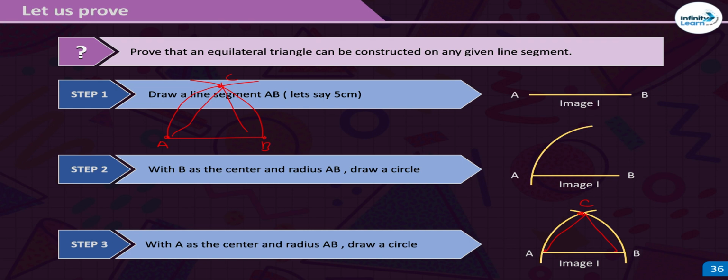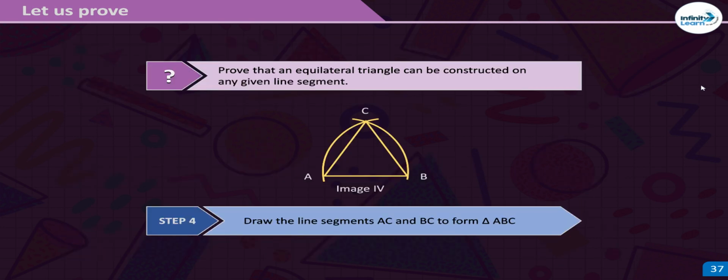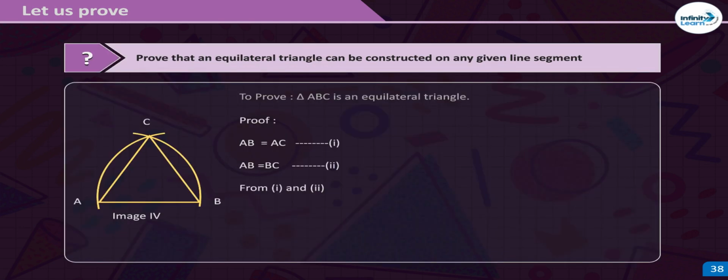Clear? Clear to each and every one? Okay. So equilateral triangle.